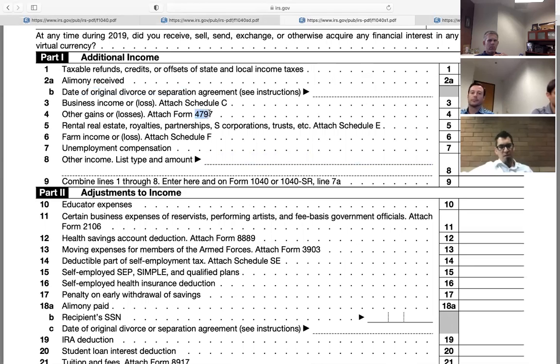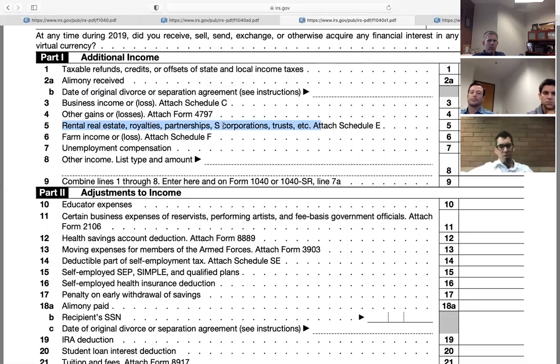4797 is the sale of business assets. This is going to be if you have an interest in a business and you don't own 100%, or it's an S corp. So partnerships, S corps, trusts, they all have information returns, and then it'll summarize who's going to pick up that income.